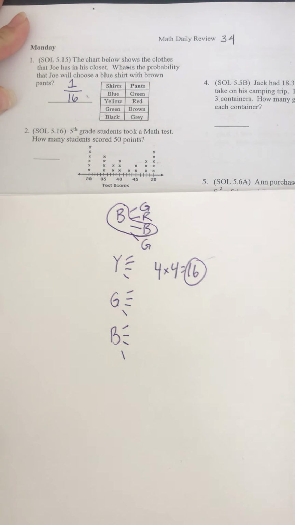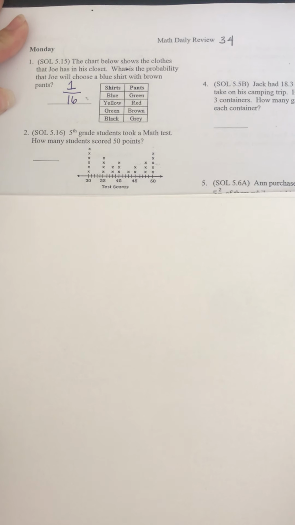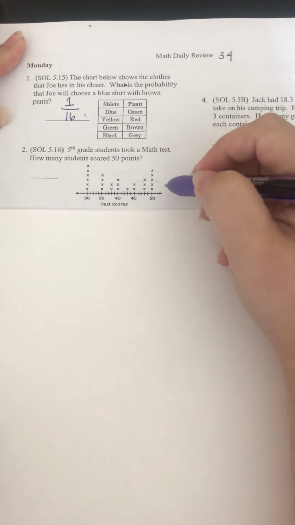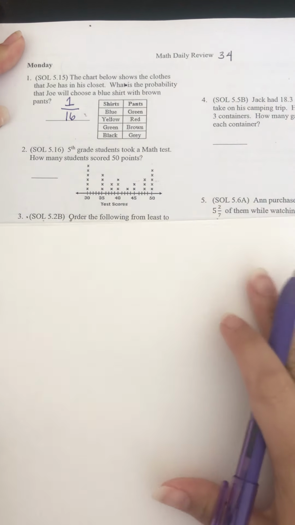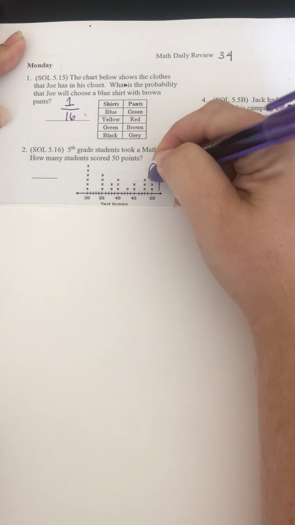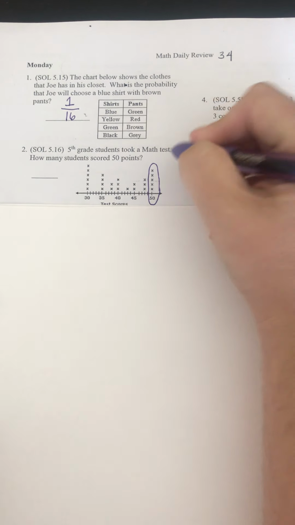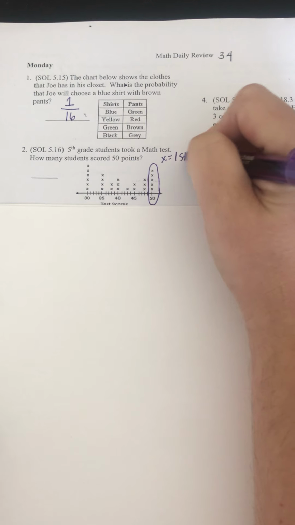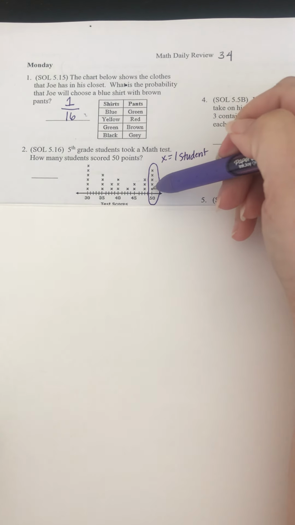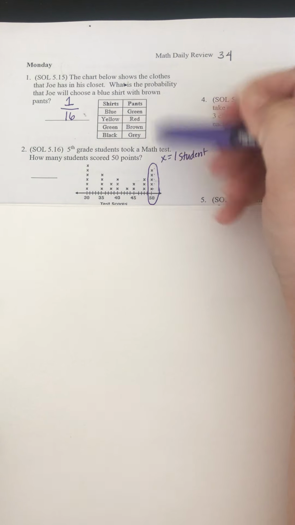All right, number 2, the 5th grade students took a math test. How many students scored 50 points? Okay, so this one's pretty easy. We just need to look at 50 and then count. I'm assuming since they don't have a key here that an X equals 1 student. The graph should have a key. So 1, 2, 3, 4, 5. So 5 students scored 50 points.